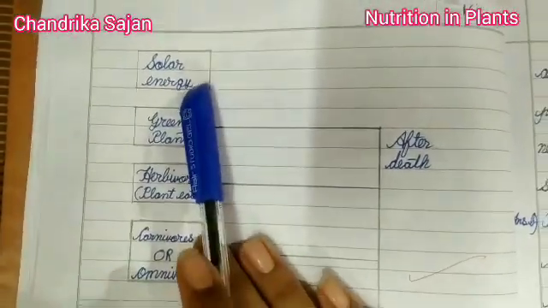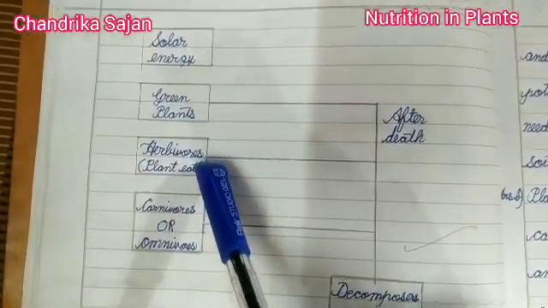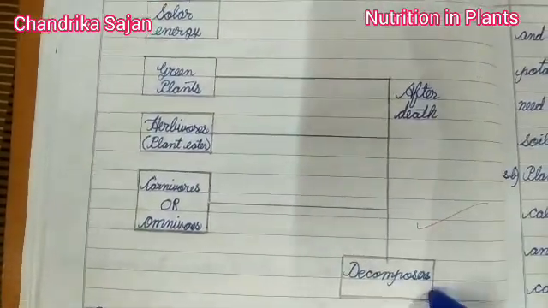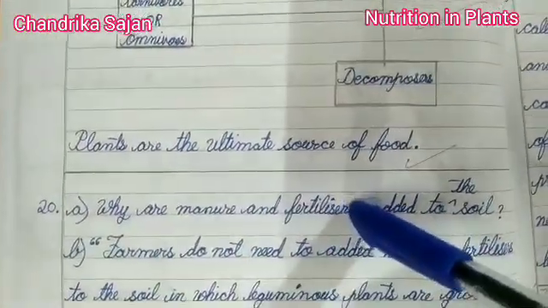Now here is the sketch. Solar energy, green plants, herbivores or plant eaters, carnivores or omnivores, after that decomposers. Plants are the ultimate source of food.